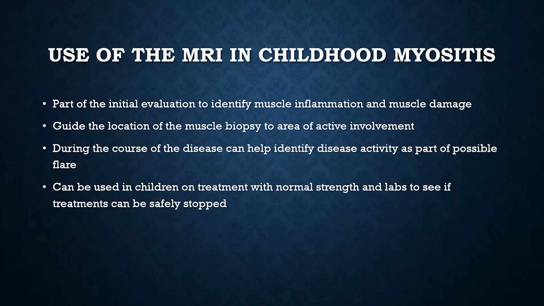So here's the MRI. The MRI is used in the initial evaluation of the child to identify the extent of muscle inflammation, which muscles are inflamed, and how much damage there is. Also, you can use the MRI to guide the area in which you should do the muscle biopsy, and I'll show you how that works in a minute. You can also do MRIs during the course of the disease to help identify disease activity. And once you get to success, where the child has normal strength and normal labs, and you're wondering whether you can taper or stop the treatment, then the MRI can be helpful in that regard.